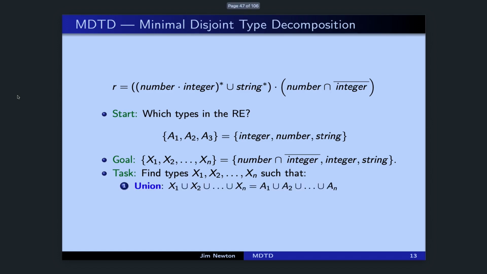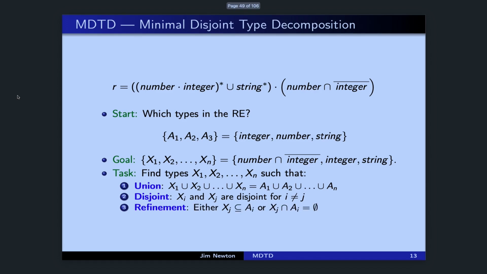several attributes. The union is preserved, so the union of integer, number, and string is the same as the union of number and not integer, integer, and string. So the union is preserved. The types are disjoint, so all of the types X are disjoint from each other. There is no ambiguous set of types. And all of the X's are either subtypes or disjoint with all of the A's. So if you choose any X and any A, either the subtype relation holds or they're disjoint. We never have partial intersection.